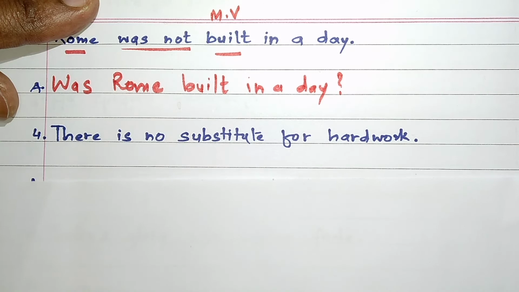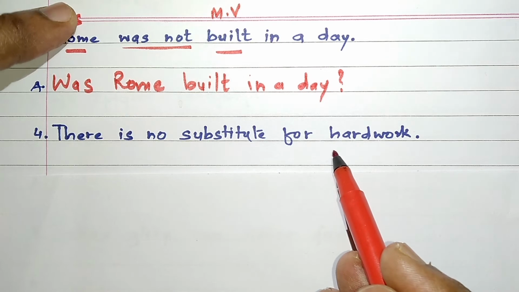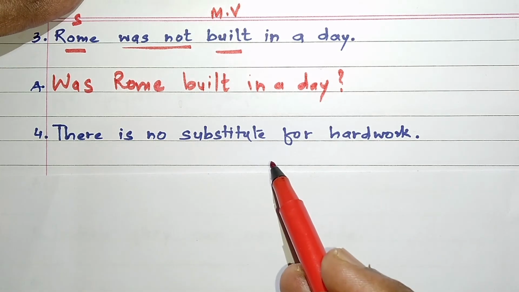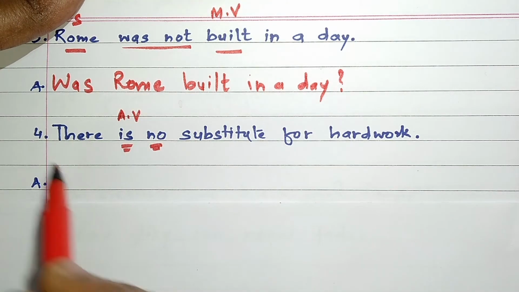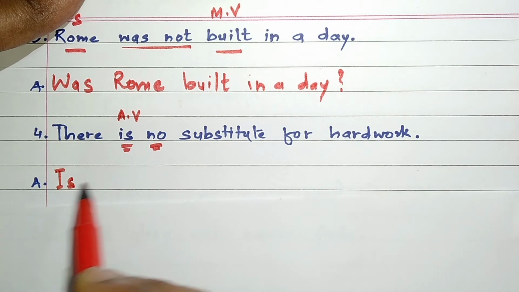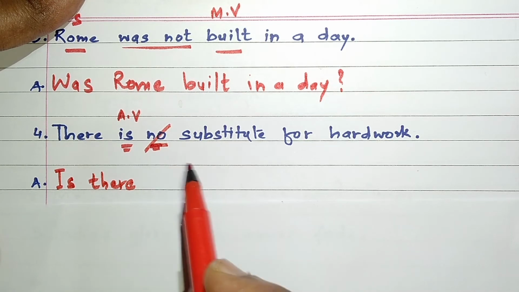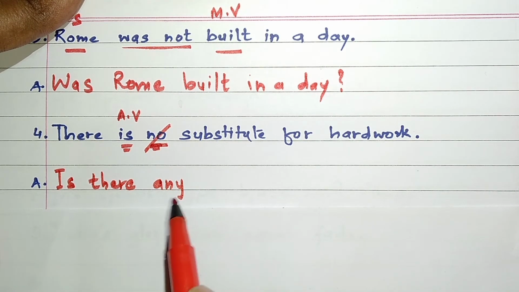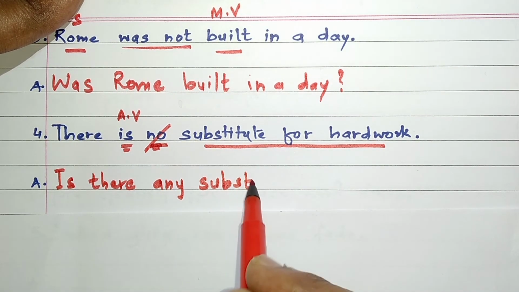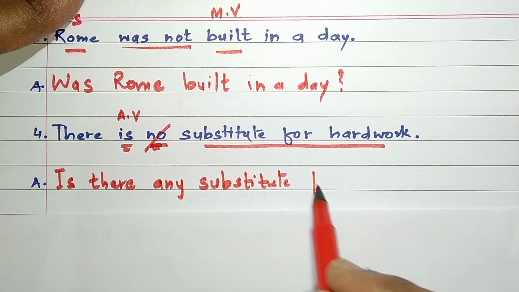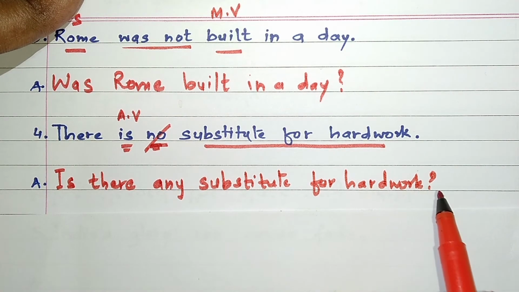Next, there is no substitute for hard work. Again, the sentence is negative. So therefore our interrogative sentence answer will be affirmative. So we will say, is there, since there is the subject. Now we have to remove no. So we will replace it with any. And the remaining thing we have to copy the same, that is, substitute for hard work, followed by a question mark at the end.